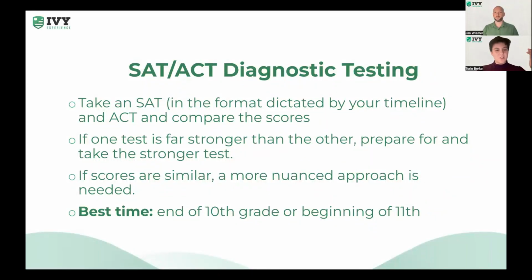Usually that proclivity is not super strong, but it is really worth knowing, because that extra 50 points you might be having on one test, or 1 or 2 points on the ACT, really matters as a baseline. If one test is far stronger than the other, the option is pretty clear: just do the one that you're much better at. In a more common scenario, where the scores are pretty similar, we're going to take a more nuanced approach.